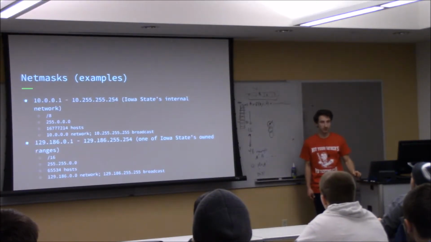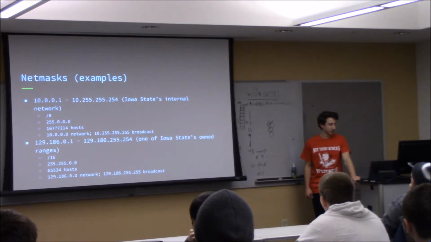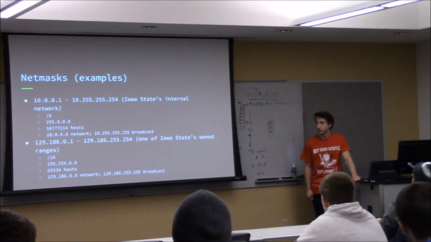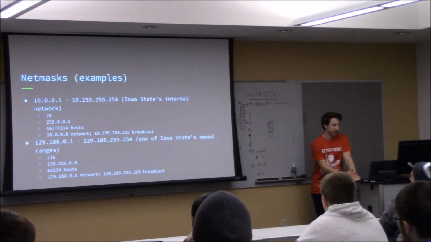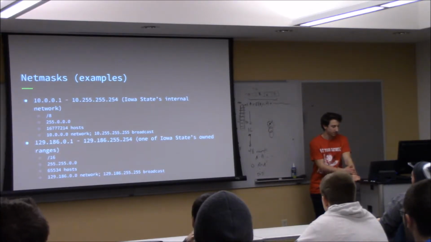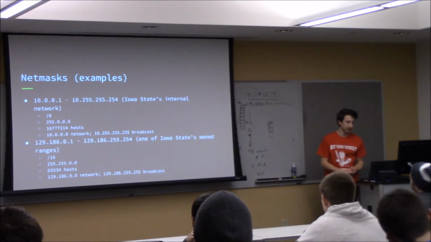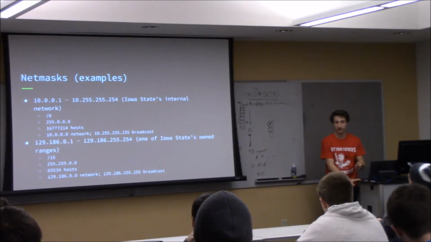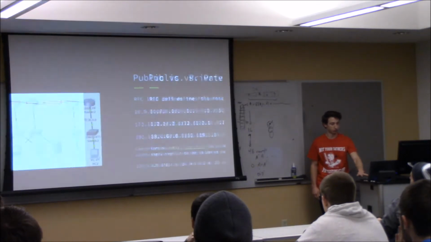There's a couple examples if that didn't make perfect sense. This first one is one of Iowa State's internal networks. So it's 10.0.0.1 and goes to 10.255.255.254. That shows how it's similar to 255.0.0.0, because the last 3 values are the ones that are changing. So it's a /8, meaning that there are that many hosts. The reason that it starts at 1 and ends at 254 is because 10.0.0.0 is for the network, and 10.255.255.255 is for the broadcast host. Sorry. Okay.